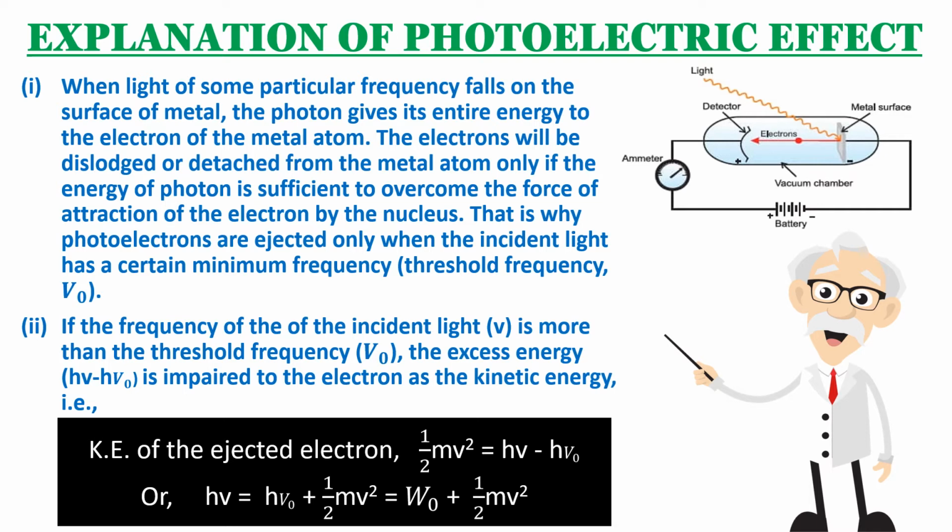So the charge on an electron, you know, is 1.602 into 10 to the power minus 19, multiplied with 1 volt. So we are getting 1 electron volt equals 1.602 into 10 to the power minus 19 joules. So I hope now it's clear to all of you how, by using Planck's quantum theory, the photoelectric effect was explained by Einstein in 1905.